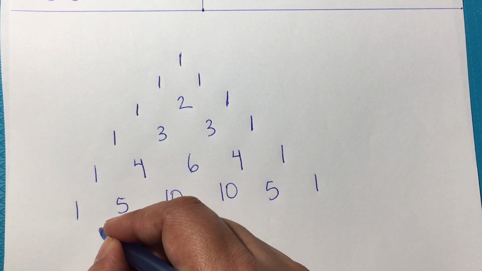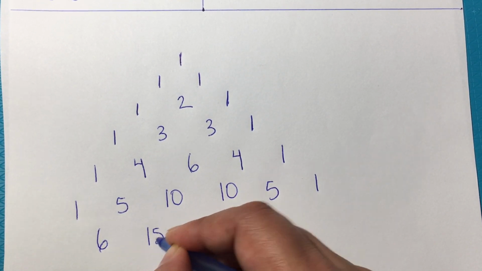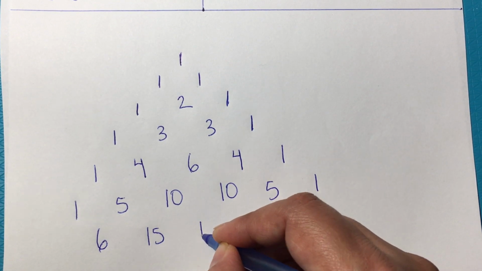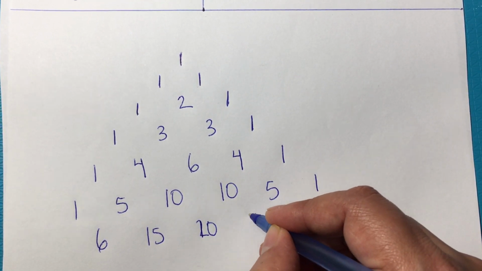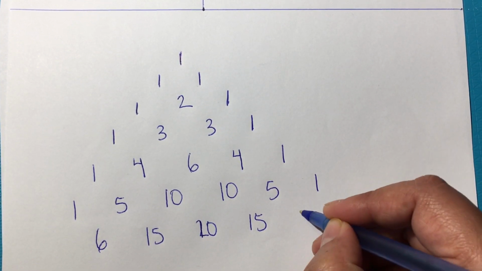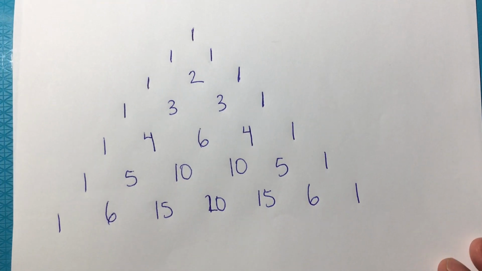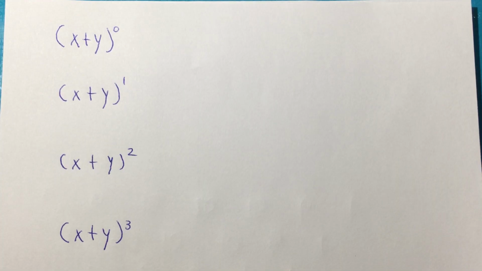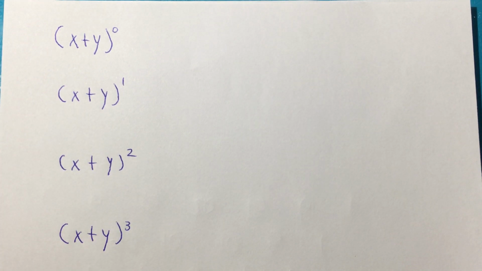5 plus 1 is 6, 5 plus 10 is 15, 10 and 10 is 20, 10 and 5 is 15, 5 plus 1 is 6, and add 1. And so you can continue on like that. And how can we relate the Pascal triangle to binomial expansion? Let's try some without Pascal triangle and then compare.